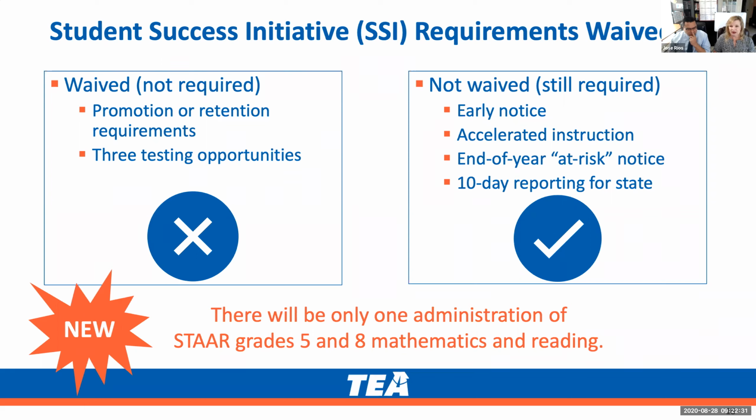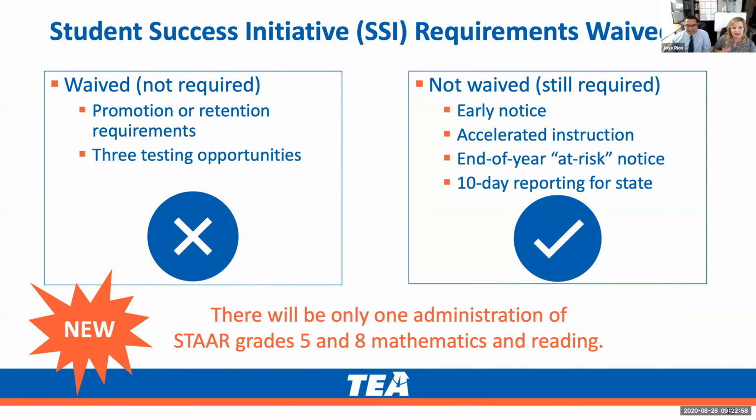What they did not waive, which you're still required to do, is the early notice. And by the way, those forms were just posted on our website earlier this week. They did not waive the accelerated requirement for any students, but specifically for students in 5 and 8. And they didn't waive the end of year at-risk notice. And then we at the state still have to do the 10-day reporting turnaround.